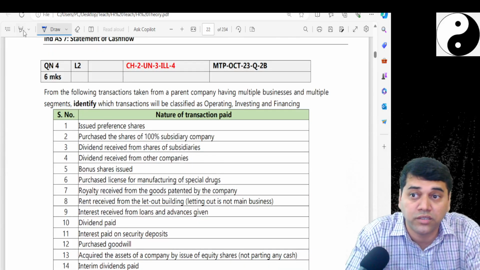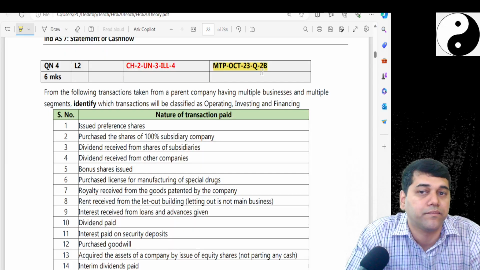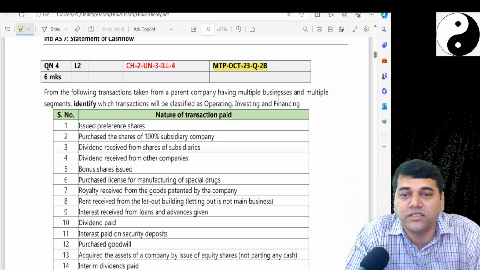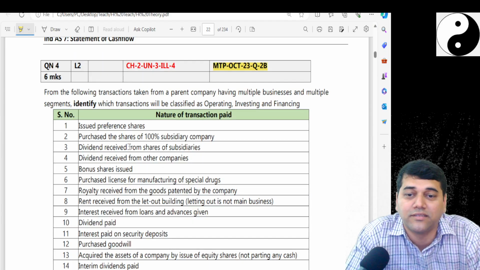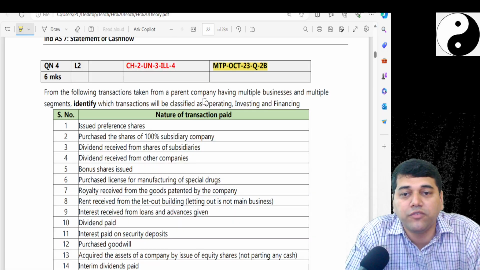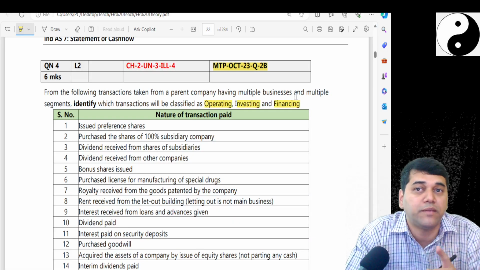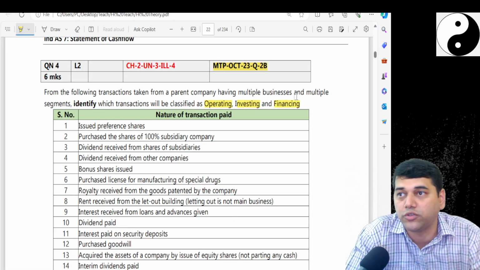Okay, see this question they asked in MTP. Following are transactions having multiple businesses and multiple segments. The question is very silent. Identify which will be operating, investing and financing. This time you should say not include, exclude. Tell very clearly.